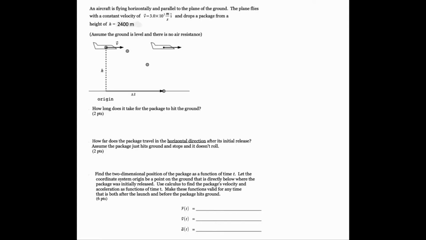It says an aircraft is flying horizontally and parallel to the plane of the ground. The plane is flying with a constant velocity of 3 times 10 to the 2, which is 300 meters per second, in the positive i direction. It's going to drop a package from 2,400 meters above ground. We want to see how long it'll take for this package to hit the ground.